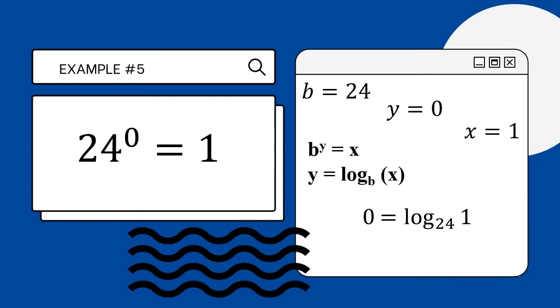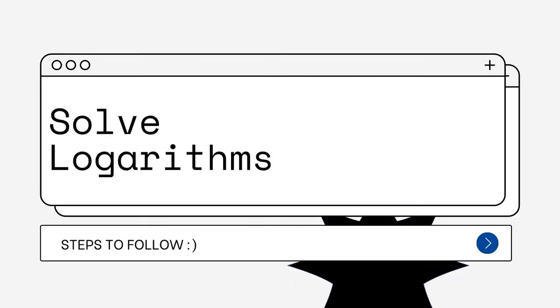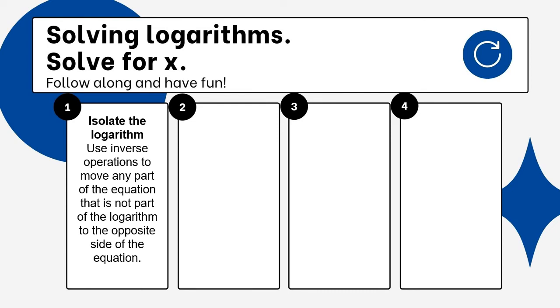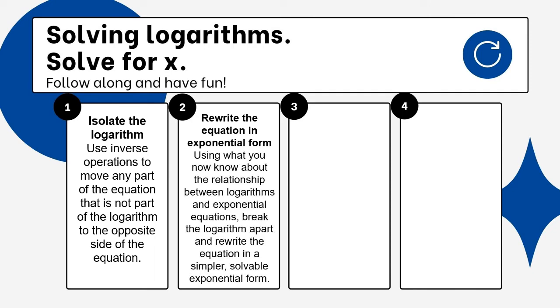Let's now move on in solving logarithm. In solving logarithm, we have 4 steps to follow. First, let's isolate the logarithm. Use inverse operations to move any part of the equation that is not part of the logarithm to the opposite side of the equation. Second, rewrite the equation in the exponential form. Using what you know about the relationship between logarithm and exponential expressions, break the logarithm apart and rewrite the equation in a simpler, solvable exponential form.